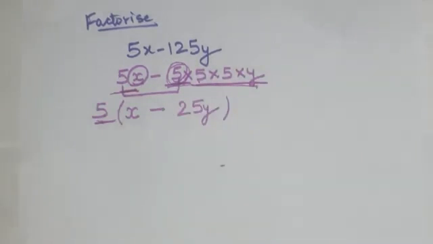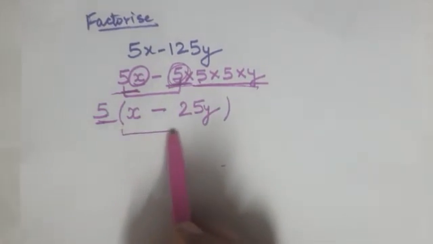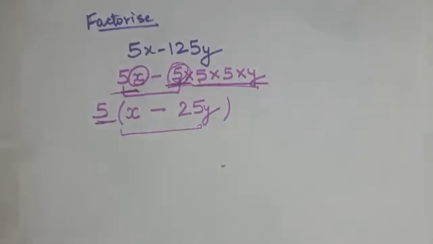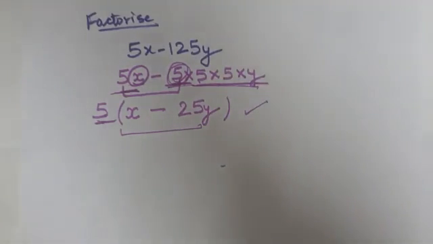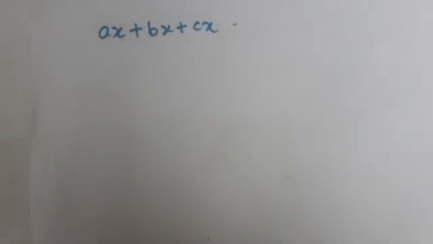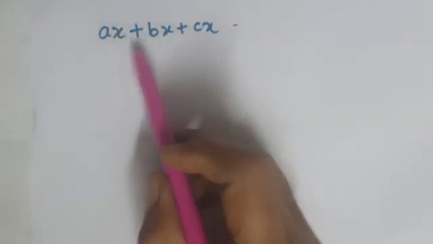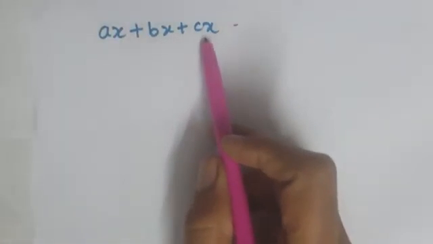Now children, before stopping, just check once again: is there any term which we can take common? No. Now there is no other term we can take common. So this will be your final answer. Clear? The next question is ax plus bx plus cx.